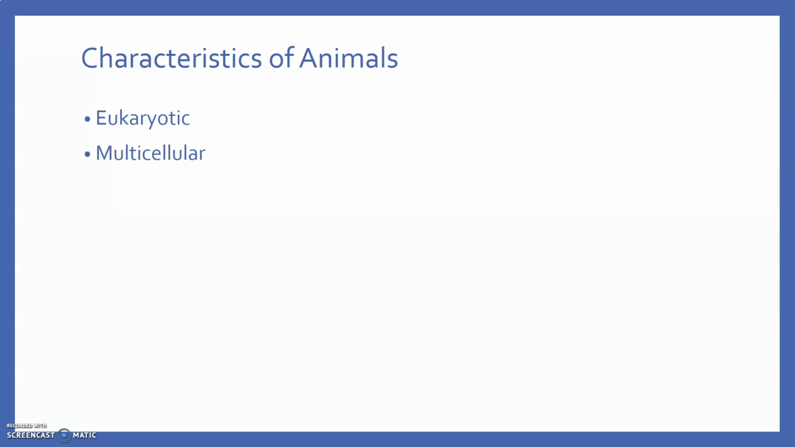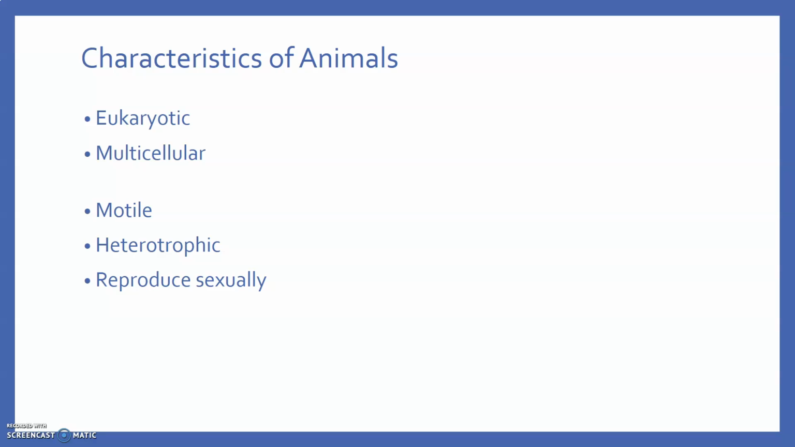All animals share several characteristics. The first of which is being eukaryotic, or having nuclei and organelles in their cells. Animals are also all multicellular, or made up of many cells. But this is similar to plants, right? And so there are some things that distinguish an animal from a plant.